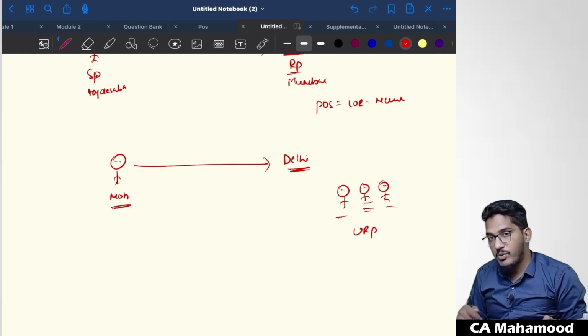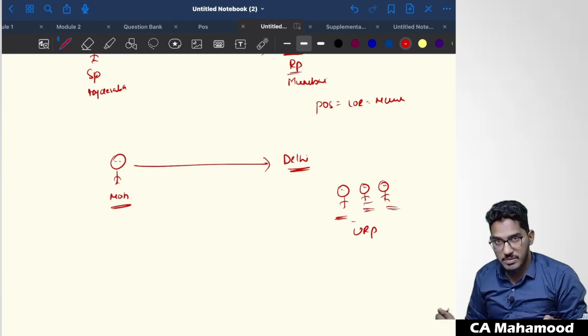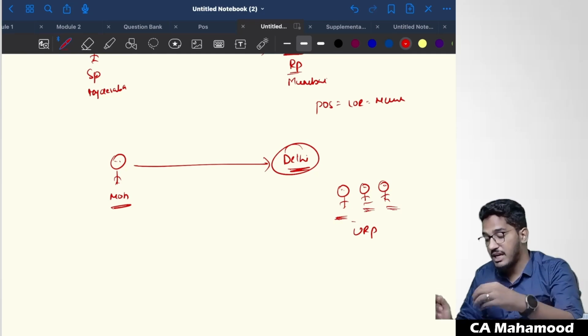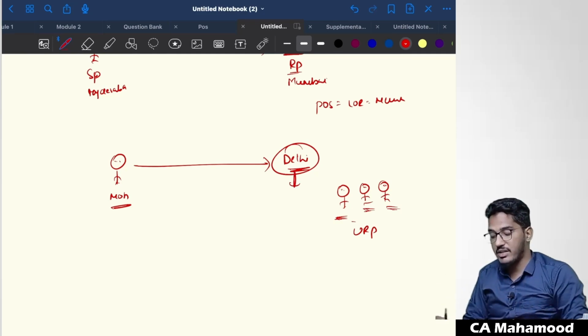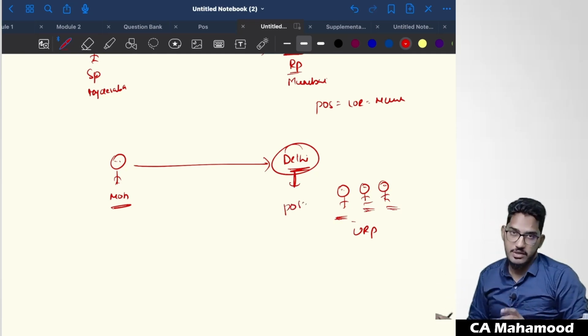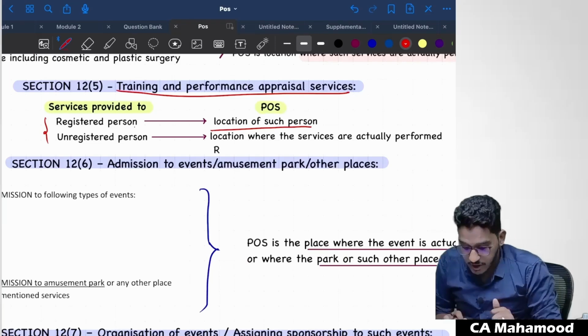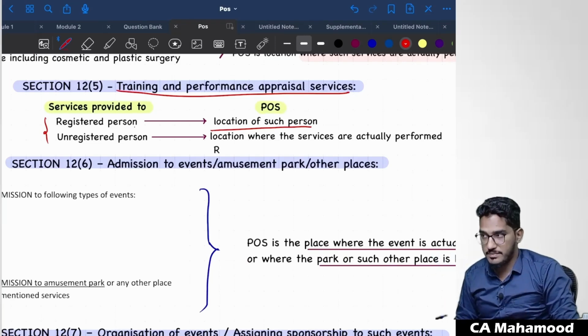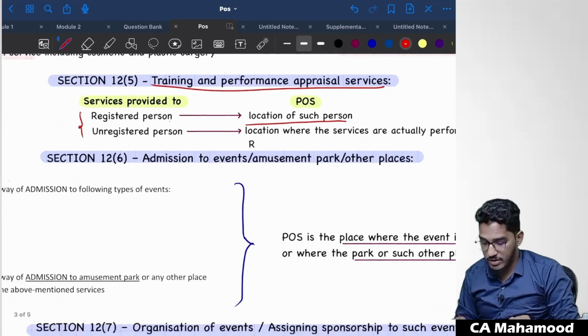Sir, in this case, I am providing training and performance appraisal services and the recipients are unregistered. Now, what is the place of supply? The place of supply will be the place at which the services are performed. Where am I providing the training? In Delhi. The place of supply will be Delhi. Able to understand? So this is how you need to determine the place of supply in case of training and performance appraisal services. Clear, everybody?